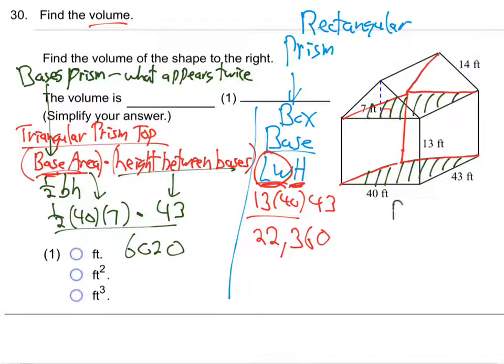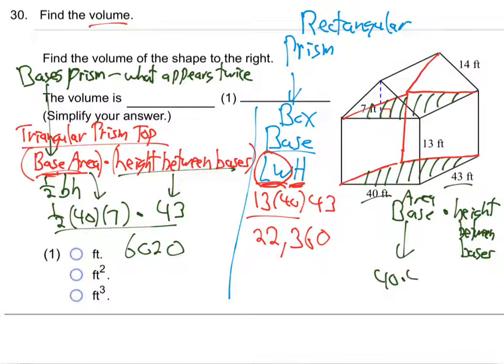And so that's the area of the base times the height between the bases, right? That's how we do a prism. A prism is anything that comes straight up with two shapes. And so there's a 40 by 43 that is the area of the base, right? It's a big rectangle, times the height between the bases. The height is 13. So see, in the end, you just end up multiplying those same three numbers. I just did it in a different order. It doesn't really matter. Multiply those three together.